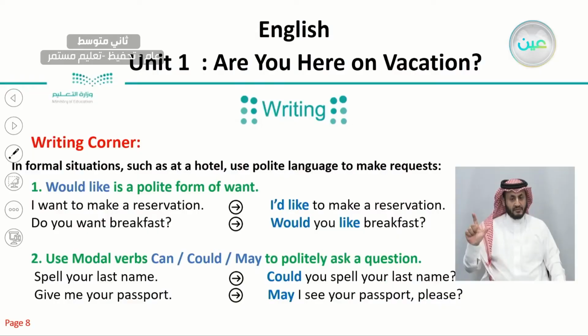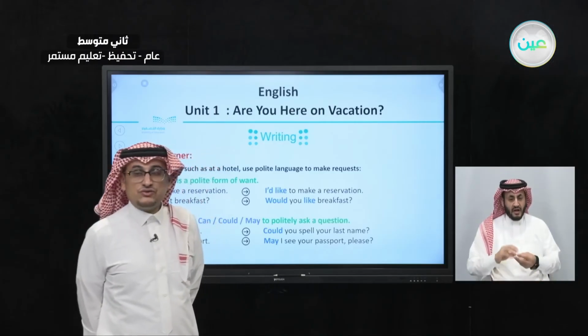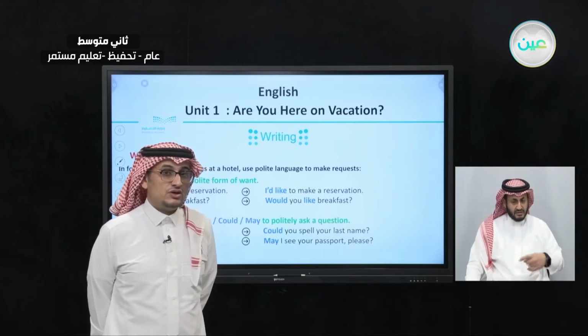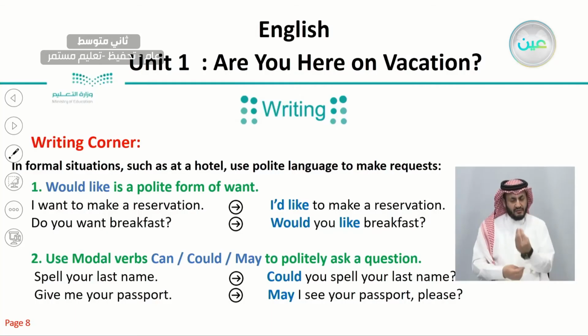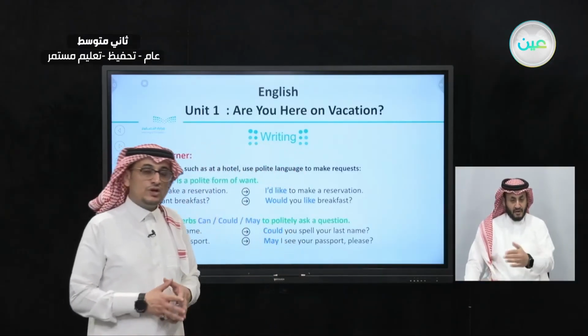Look, number 2. Use modal verbs can, could, may to speak politely or to ask a question politely, okay? So, number 1 here, spell your last name. I think it's imperative speech here, so I have to change my way to ask something from people. I have to be more polite. So we will use these modal verbs: can, could, may. How can I change "spell your last name"? I'll make it this way: Could you spell your last name? Give me your passport. You will say, may I see your passport, please? See the form here, it's more polite, okay? So when I use modal verbs.